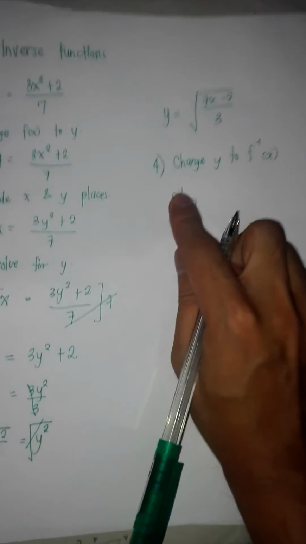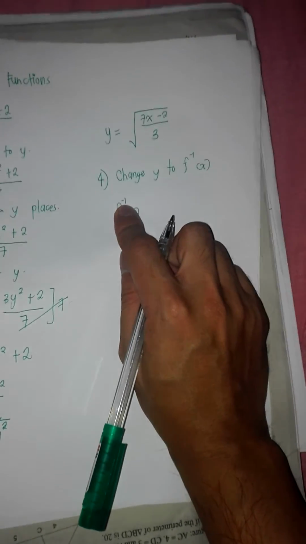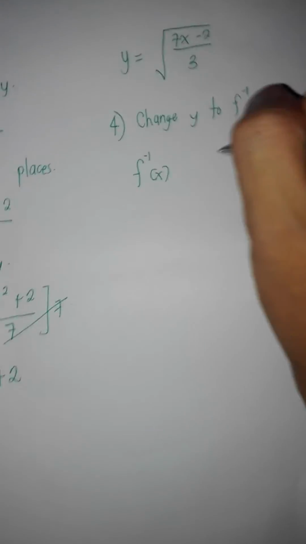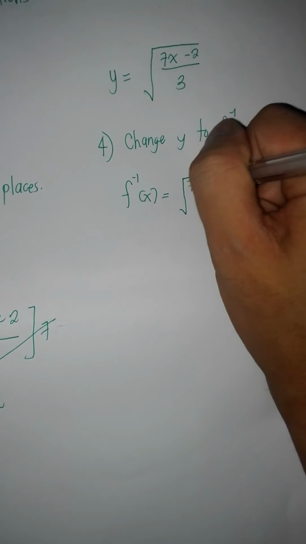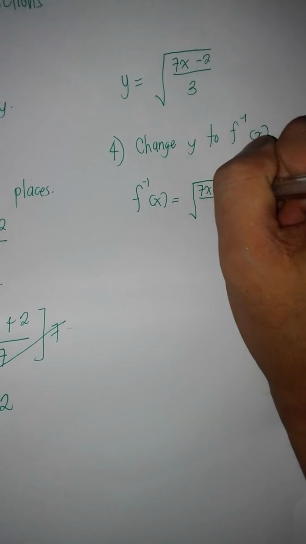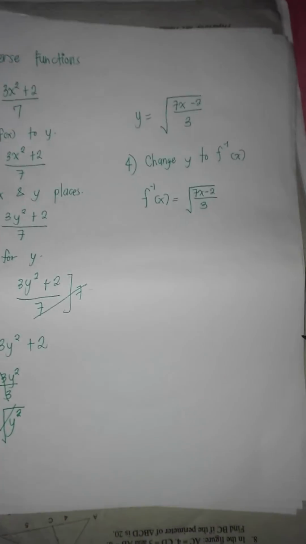Remember that the negative 1 is not an exponent. It's just a notation that this is the inverse of this particular function. So with the square root of 7x minus 2 all over 3, this is now your inverse function.